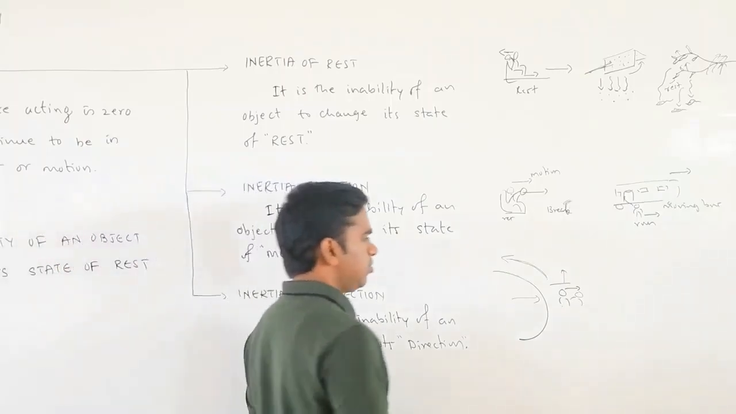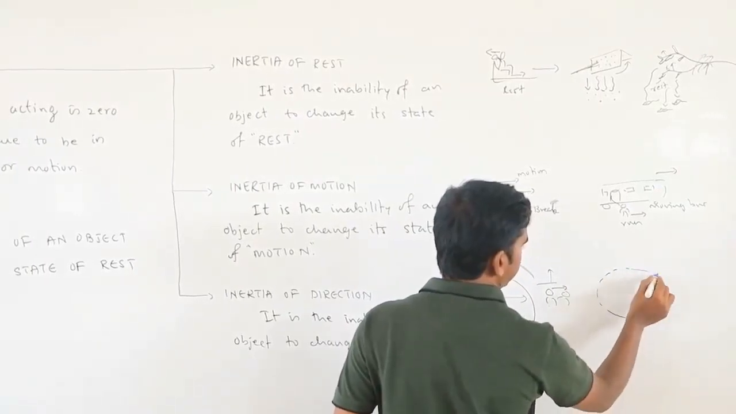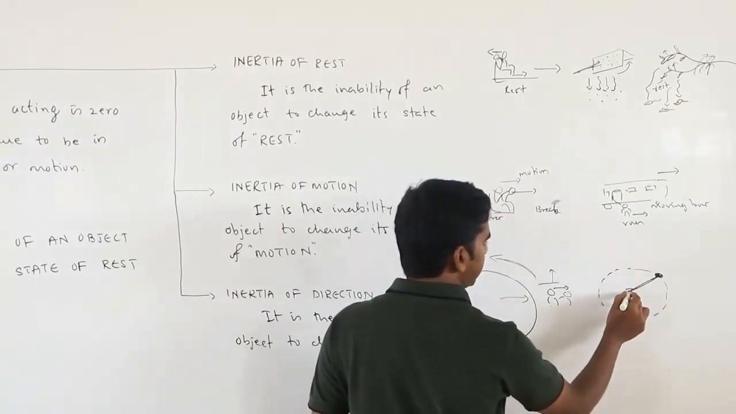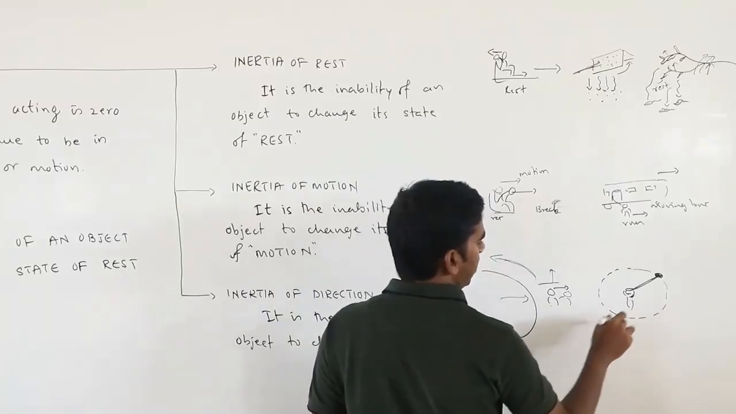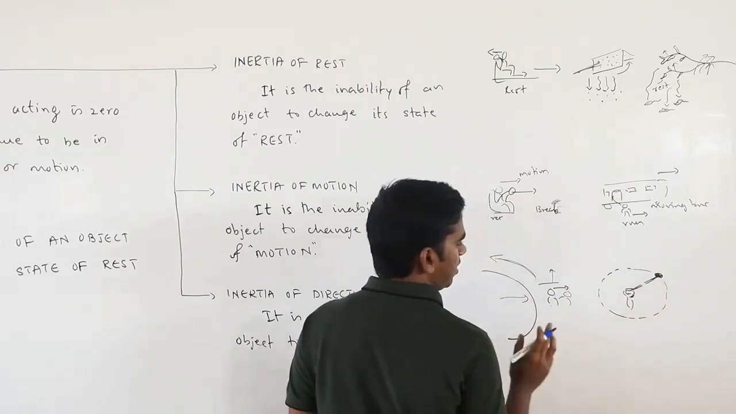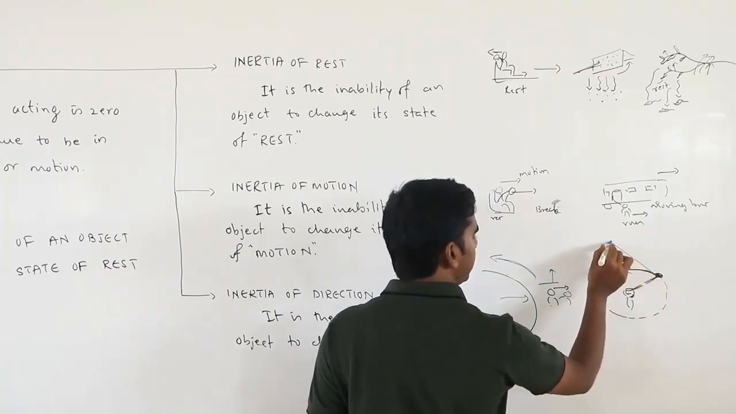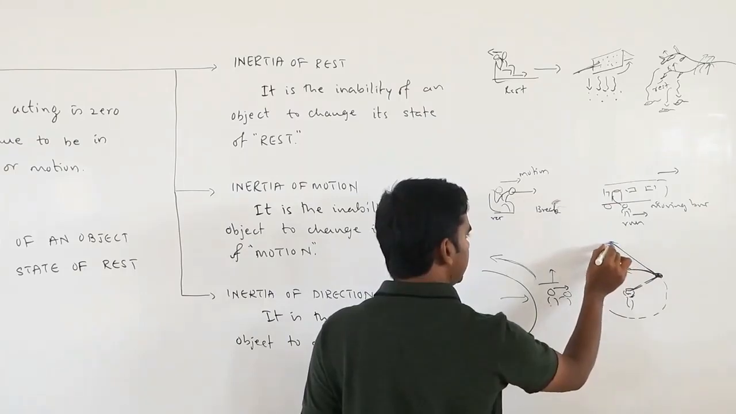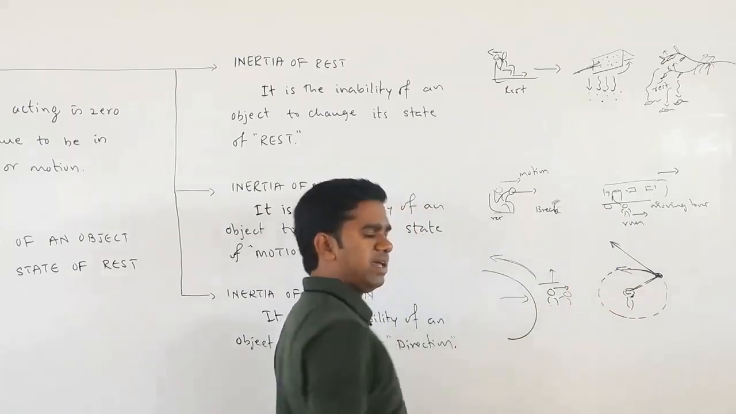Similarly, suppose somebody ties a stone with a thread and rotates it. What will happen when this thread is suddenly cut in the middle or somewhere? It will not move in this direction. It will move in this direction, because at this point the direction of motion is here. So it suddenly can't change its direction of motion.